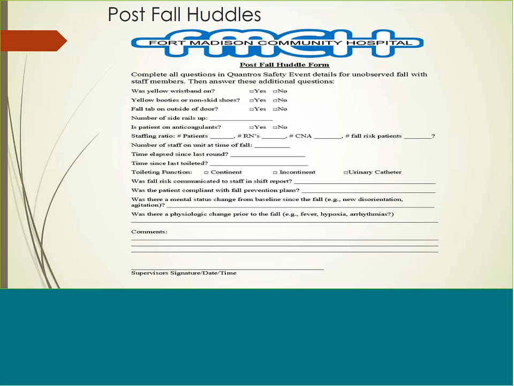And so besides making sure they have the correct fall tools on and the other questions, we kind of wanted to know the number of patients we had during that time and what our staffing was like, and how many fall risk patients we had, and how many people were actually on the unit at that time, and how much time had actually elapsed since they last rounded on that patient, last time that patient went to the bathroom, and if they're continent or incontinent or have a catheter. And was fall risk communicated to the staff in shift report?